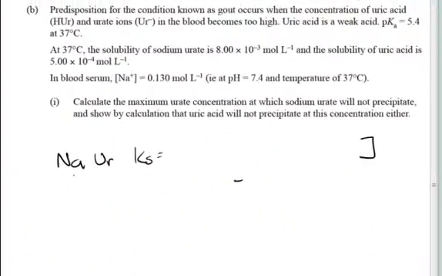Okay, in this question we're being asked to do some solubility calculations. We're given some information about uric acid and urate ions. Uric acid, apparently it's a weak acid, a pK of 5.4 at 37 degrees. The solubility is 8 times 10 to the negative 3.